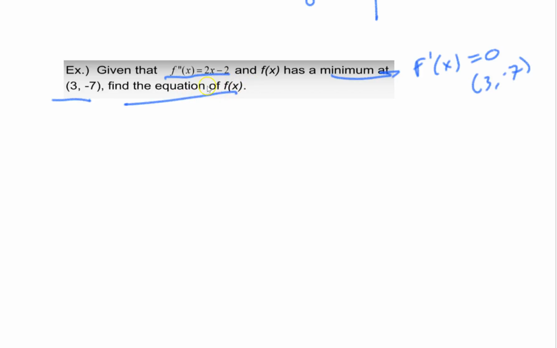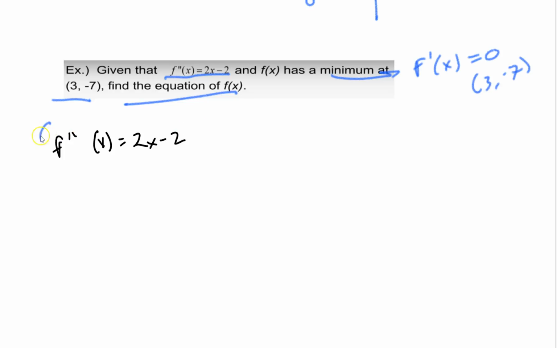We want to get f of x. All I have right now is f double prime of x. I got the second derivative. So I've got to integrate twice to get back to f of x. Let's just start at the beginning. So we have 2x squared minus 2. Then we're going to integrate both of these.